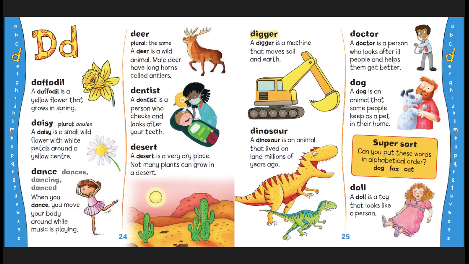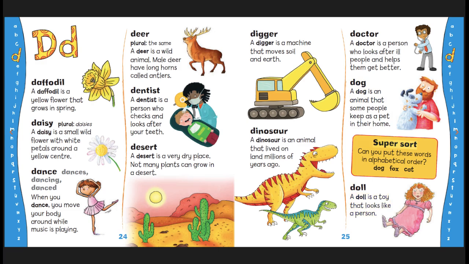Digger. A digger is a machine that moves soil and earth. Dinosaur. A dinosaur is an animal that lived on land millions of years ago. Doctor. A doctor is a person who looks after ill people and helps them get better. Dog. A dog is an animal that some people keep as a pet in their home.